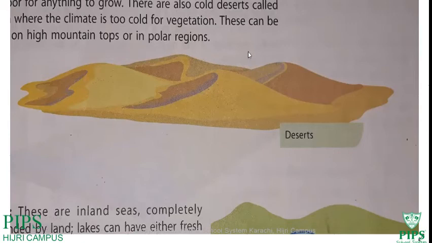There are hot deserts where the temperature is very high during the day. There is very little or no water, or else the soil is too poor for anything to grow. There are also cold deserts called tundra, where the climate is too cold for vegetation. These can be found on high mountain tops or in polar regions.